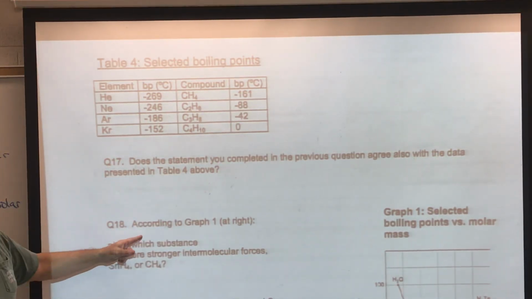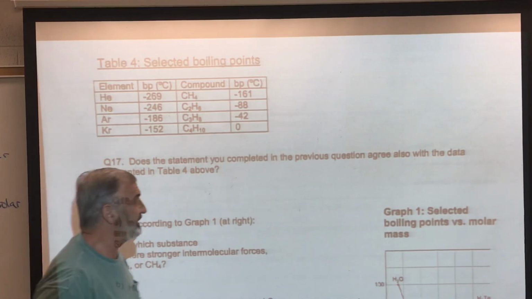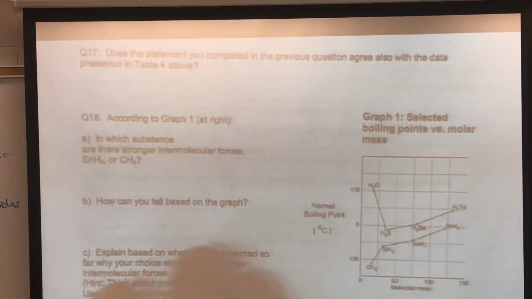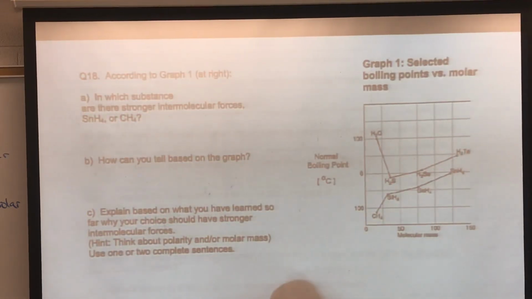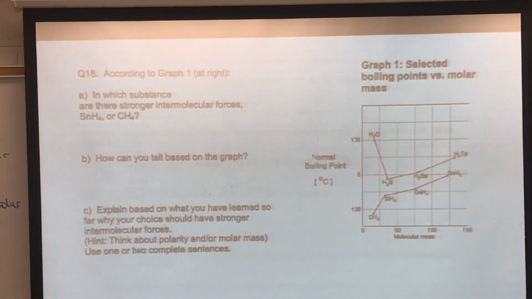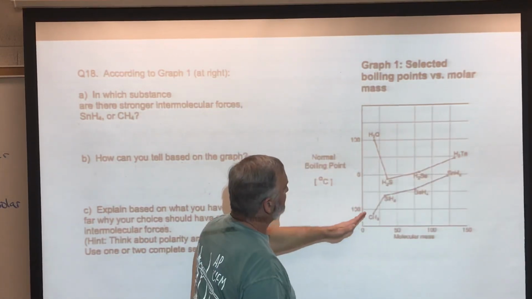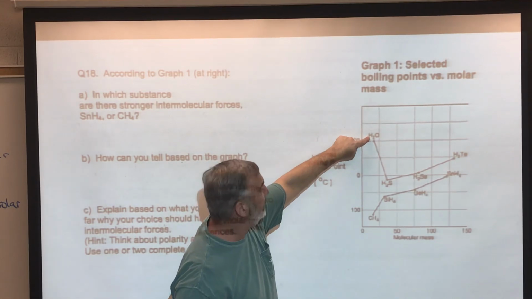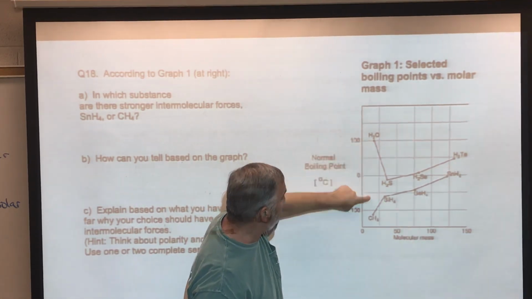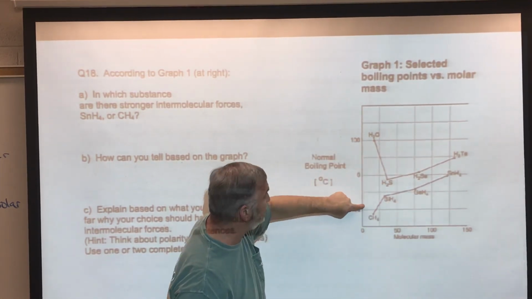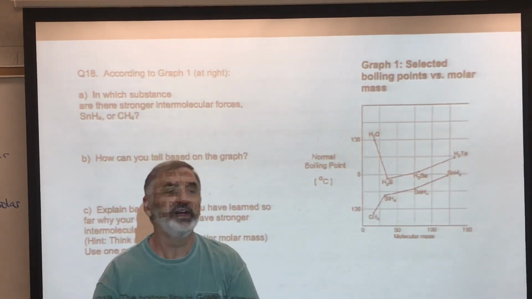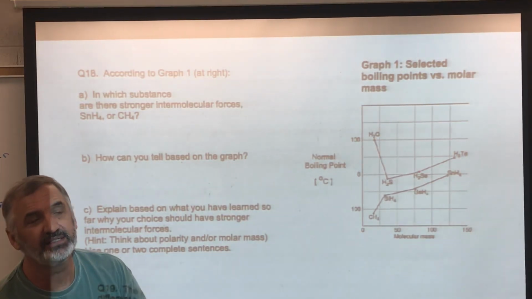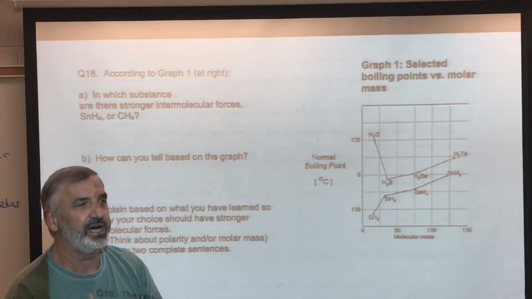Now, according to graph 1 at the right, okay, let me move this up a little bit. This graph is right off the AP test. So we're looking at this graph. Notice there's a general increase here. But there's an anomaly right here: water is super high. You would expect water, if it was following the same track, to be down here. But what does water have that these other molecules don't? The answer to IMFs is almost always, wait for it, hydrogen bonds.